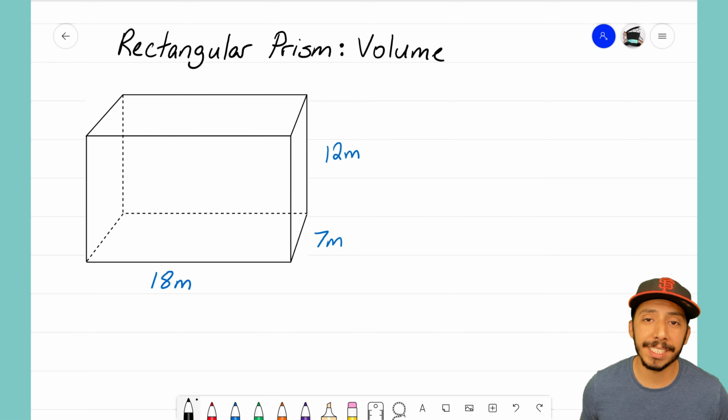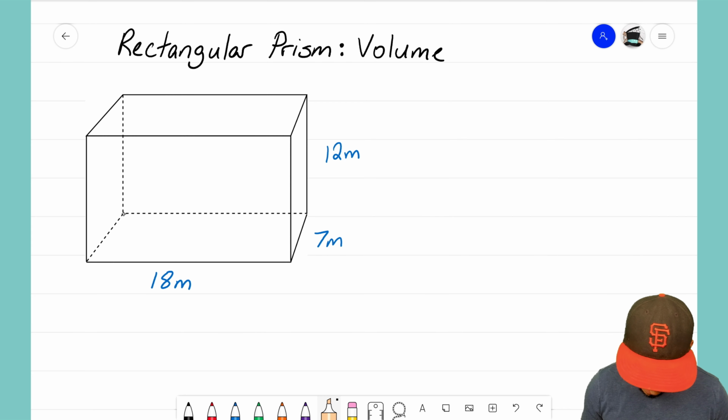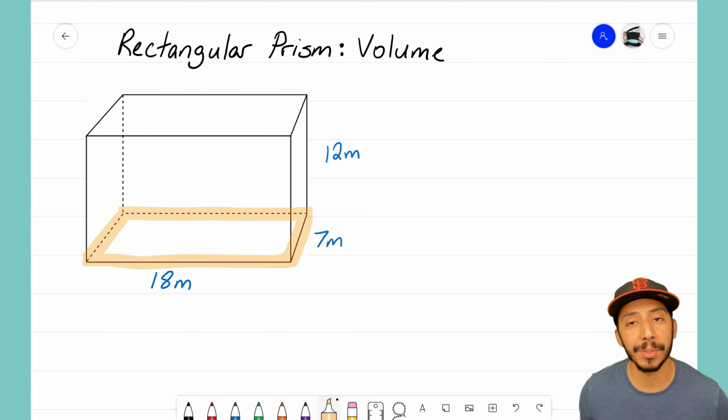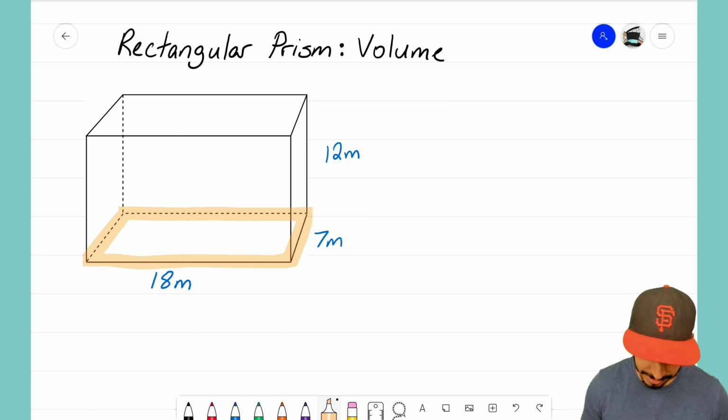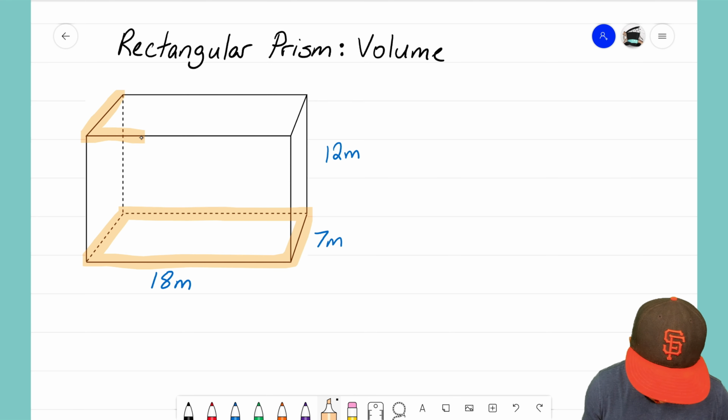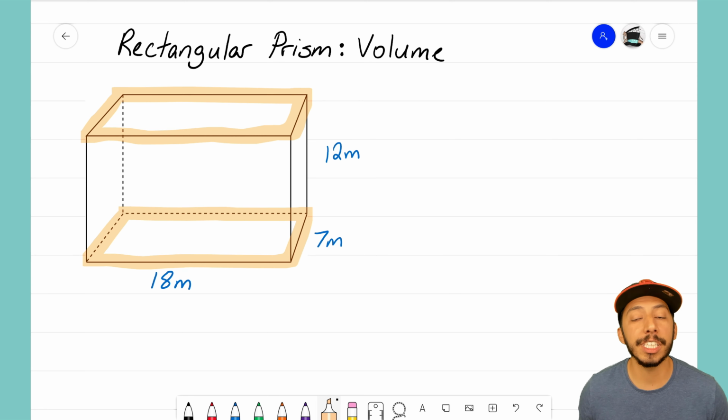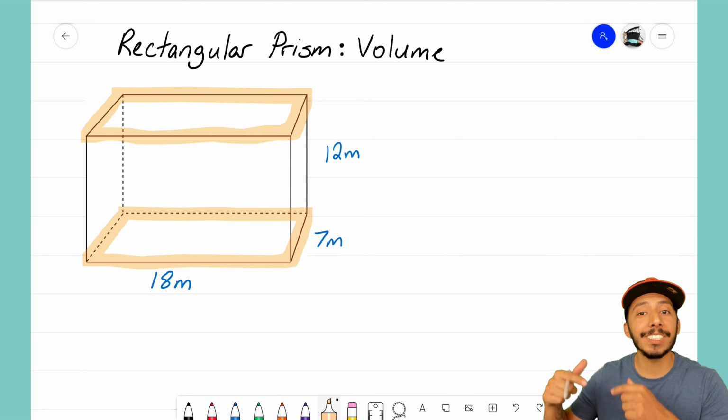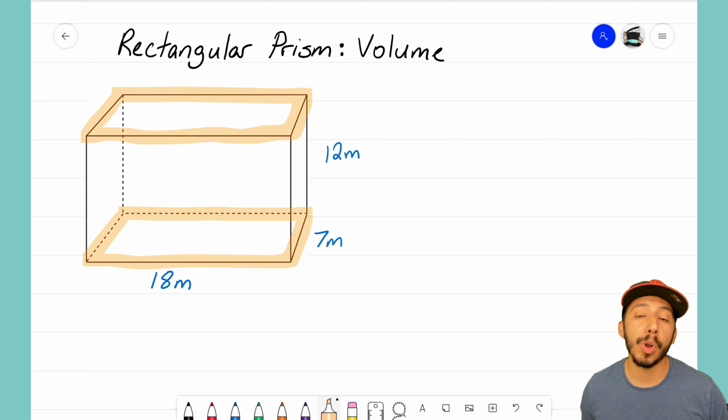The reason why I know it's a rectangular prism is that its base shape, the base of that shape on the bottom, is a rectangle. Notice that that rectangle on the bottom is also the same as the rectangle on the top, because that's what a prism is. It is just rectangles being stacked on top of each other to form this three-dimensional prism.